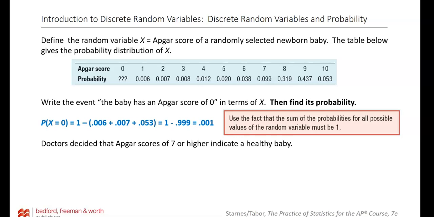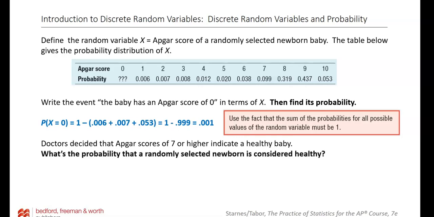Doctors decided that an APGAR score of 7 or higher indicates a healthy baby. That makes sense, actually. I think that's about right. What's the probability that a randomly selected newborn is considered healthy? Okay, so essentially they're saying 7 or higher. So what do you do to get that probability?